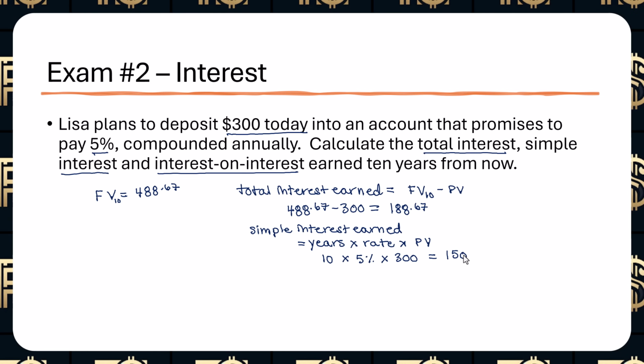All right, one last step here. We want to find the interest on interest. And to do that, all we have to do is take the total interest that was earned and subtract off the simple interest that was earned.